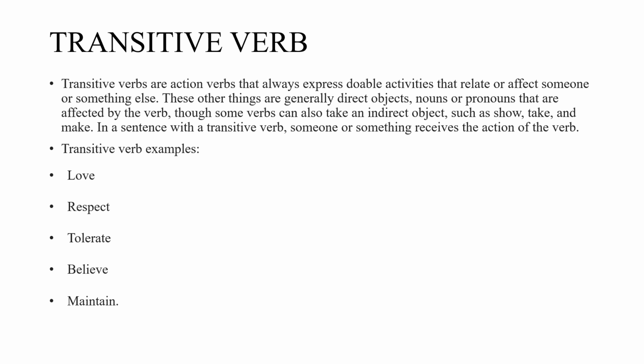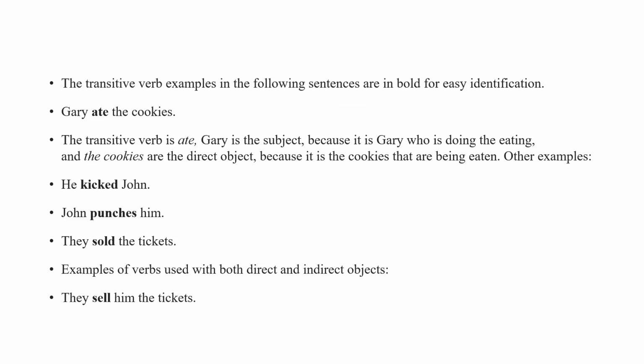Transitive verb common examples are love, respect, tolerate, believe, maintain. The transitive verb examples in the following sentences are in bold for easy identification. Gray ate the cookies. The transitive verb is ate. Gray is the subject because it is Gray who is doing the eating, and the cookies are the direct object because it is the cookies that are being eaten. Other examples are he kicked John, John punches him, they sold the tickets. Example of words used with both direct and indirect objects: they sell him the tickets.